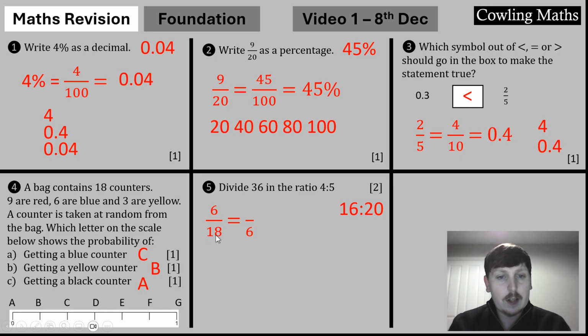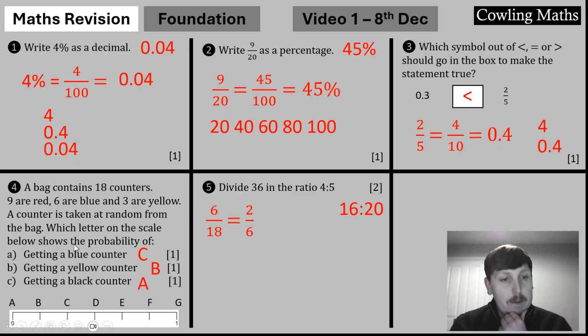So to get from 18 to 6, I would think how many times 6 fits into 18? 6, 12, 18. It fits in 3 times. So going from 18 to 6, we're dividing by 3. That means to the numerator, I need to divide by 3 as well. 6 divided by 3 makes 2. So the probability of getting a blue counter is 2 out of 6. And on the notches then, that was 0 out of 6, 1 out of 6, 2 out of 6. So 2 out of 6 is at C.